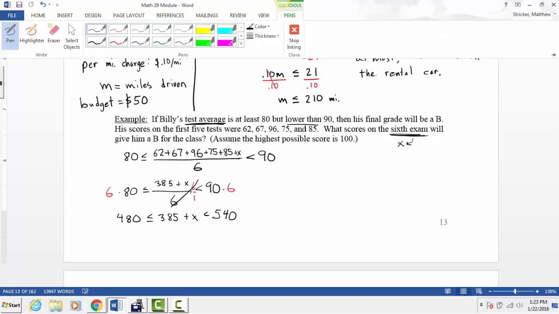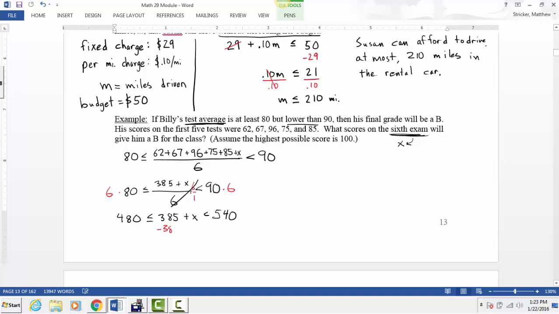And so now, when we want to solve for X, we're just going to subtract 385. And remember, with these, we subtract everywhere. So we subtract 385 there, and 385 there. So when we do that, 480 minus 385, that's 95. So this is less than or equal to X, which is less than 540 minus 385. What's that equal to? That's 155.